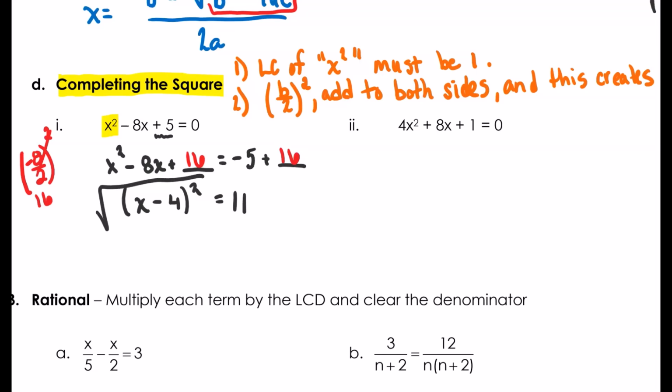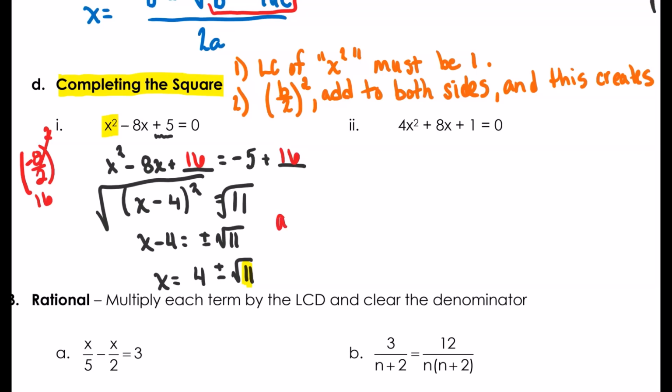Square root both sides, and I have x minus 4 is equal to plus or minus the square root of 11. And then x is equal to 4 plus or minus the square root of 11. And that's my final answer here. Now pay attention that inside your radical, you can't factor that into a perfect square factor, because if you can, you do need to simplify this.